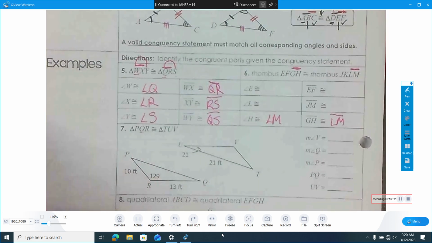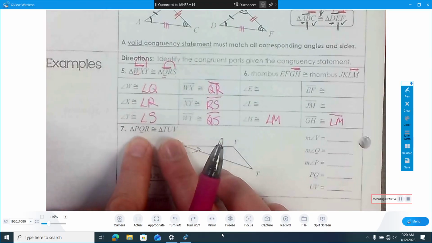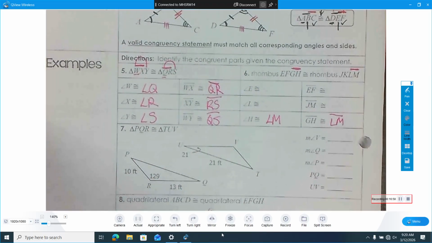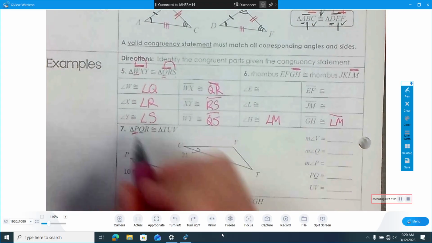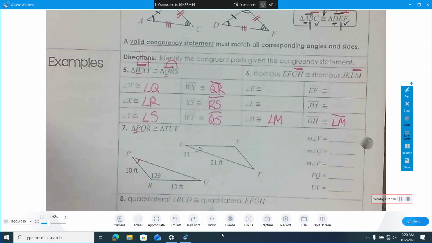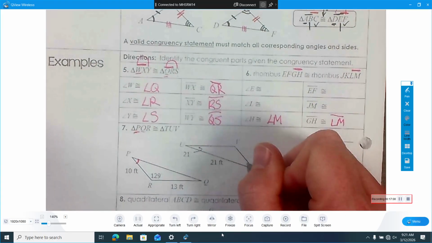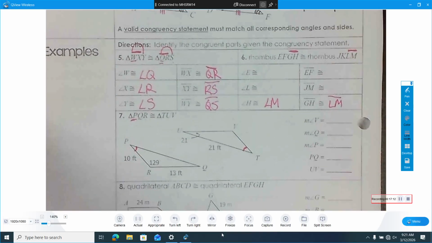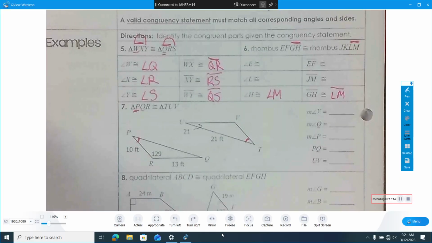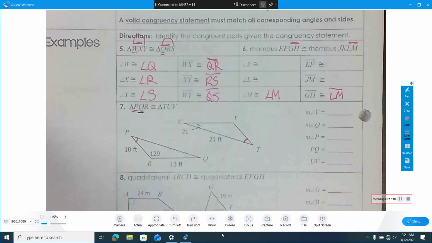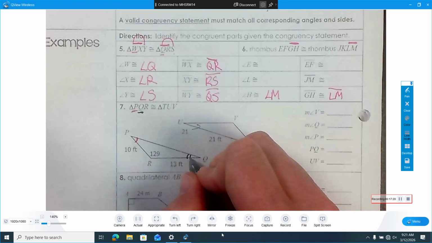So on number 7, we have a nice congruency statement. So what you want to do is you want to mark your picture so we can see what is supposed to match, okay? So let's see, angle P is going to be congruent to what? Angle T, all right? So mark your pictures, ladies and gentlemen. It is super important to mark your pictures. All right, angle Q is going to be congruent to what?